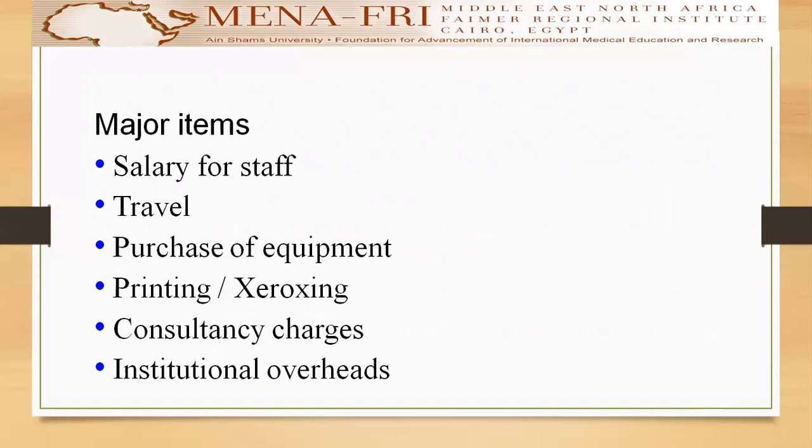Major items that we use. Sometimes we need salary for staff, travel. Sometimes we need to purchase equipment to print or to Xerox, to do some consultancy charges, and always remember to put something called institutional overheads. And this is like a rough estimate of what the institution actually burdens itself with in terms of cost when they help you perform the project. These are the things that are translated into electricity that you use, into halls that you use, and sometimes into salaries that staff do not take but perform without being paid for.